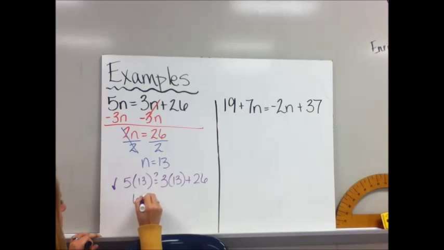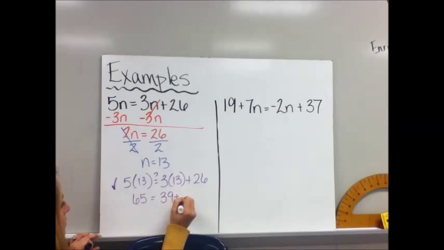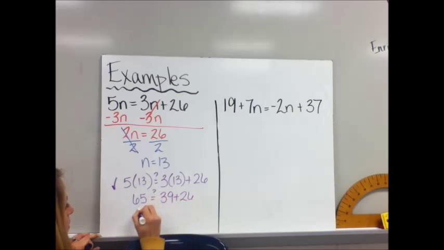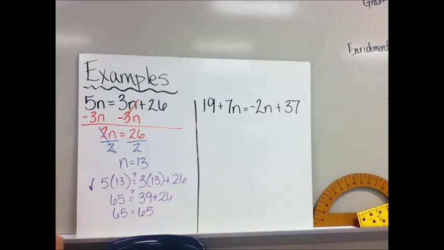5 times 13 is 65. 3 times 13 is 39. 39 plus 26 is 65, so it checks out.